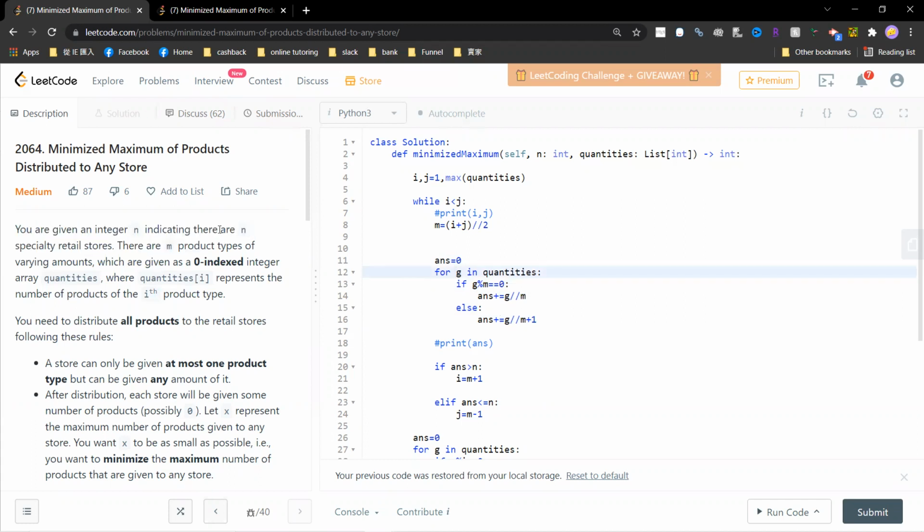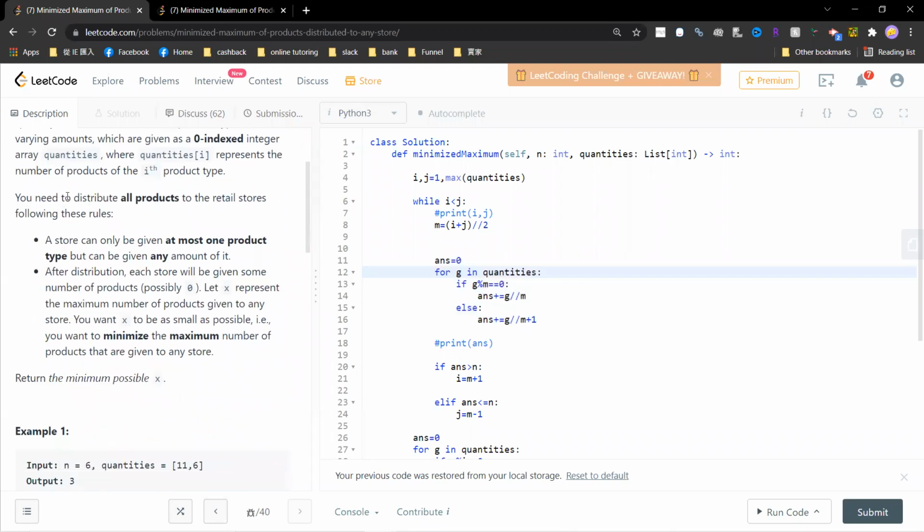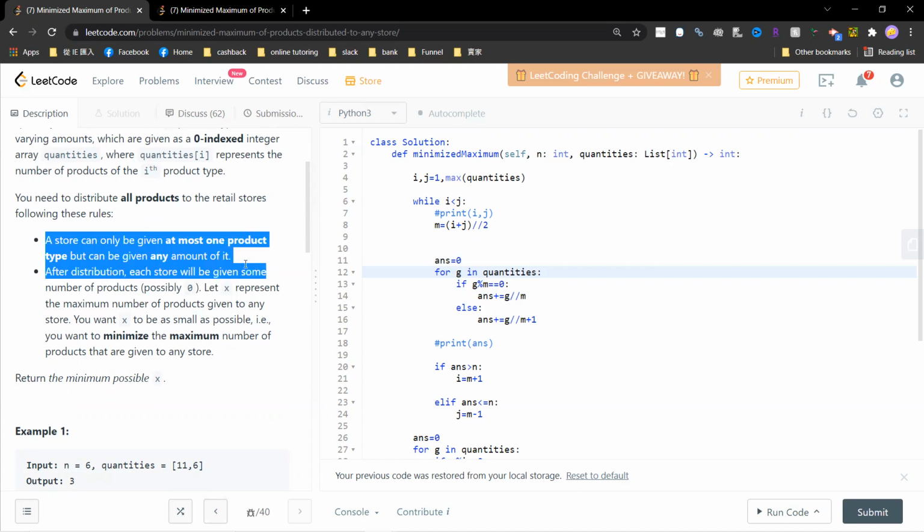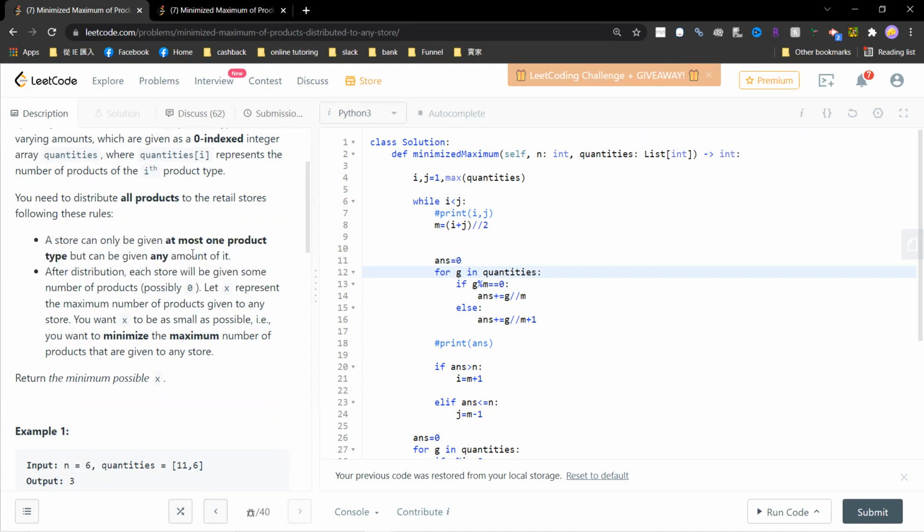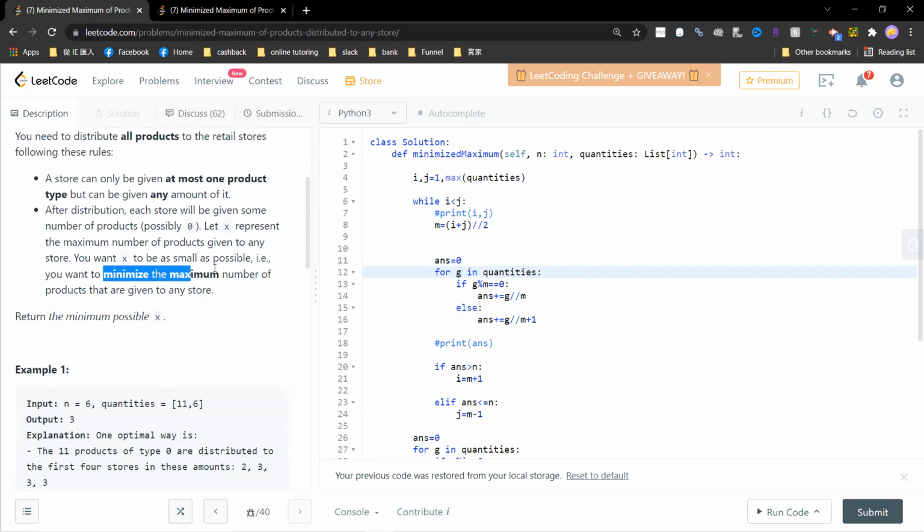So, given an integer n, there are n specialty retail stores, and there are m product types of varying amounts, represented by a 0-indexed integer array quantities, where quantities[i] represents the number of products of the i-th product type. You distribute all products to the retail stores. Each store can only be given at most one product type. So there are stores, right? And each store can have at most one product type. But you can take any amount of it, and you need to minimize the maximum number of products given to any store.